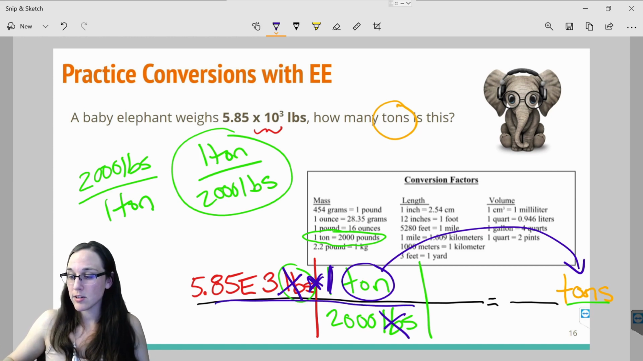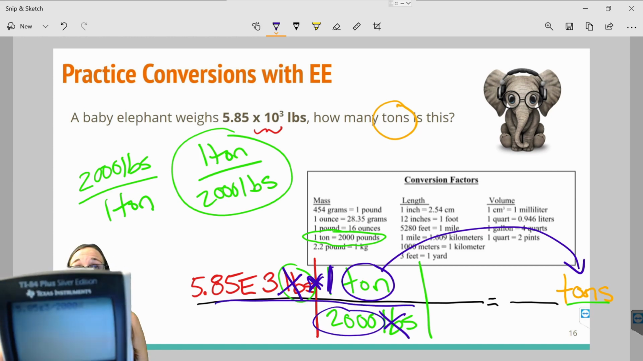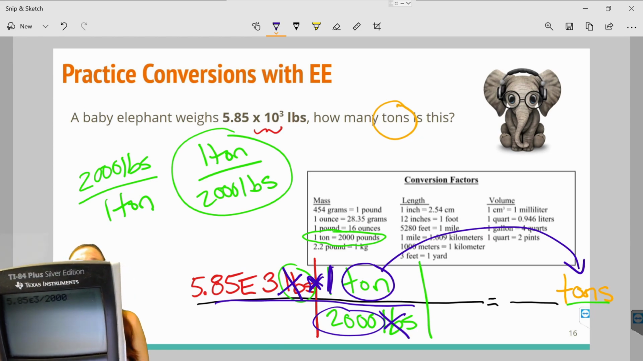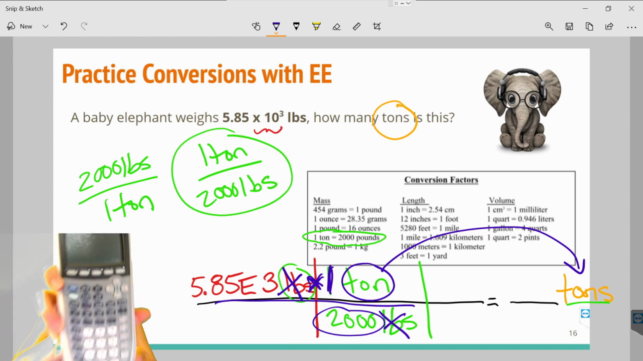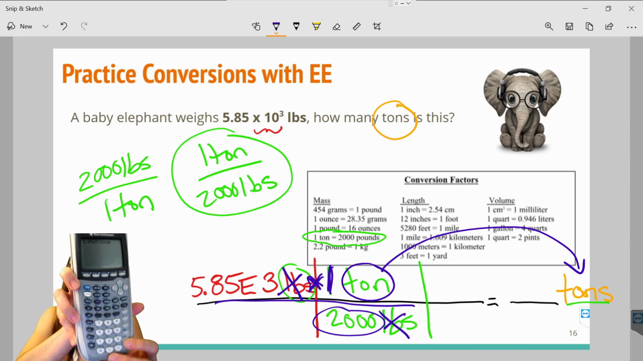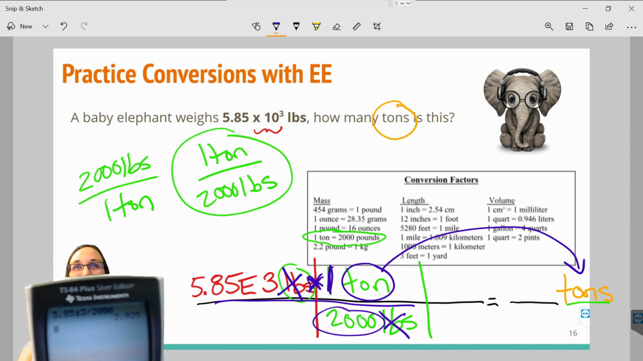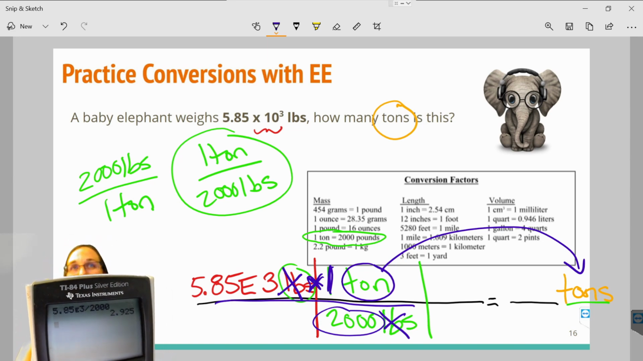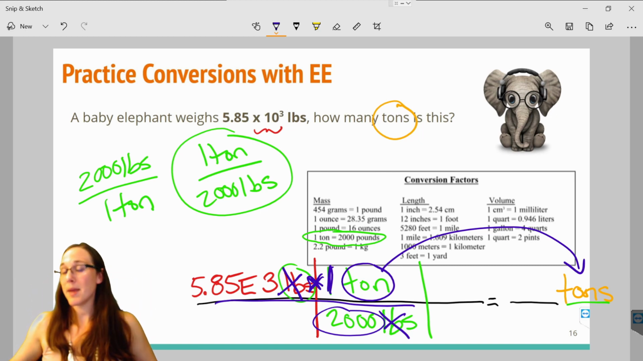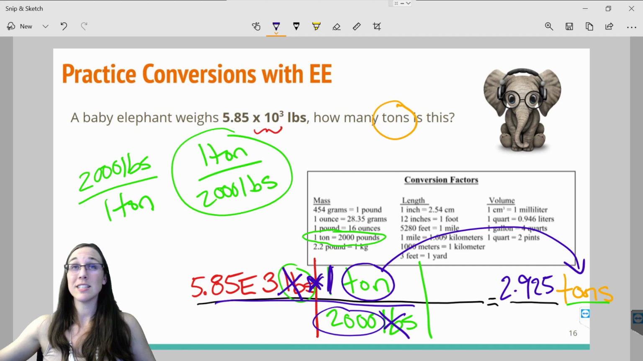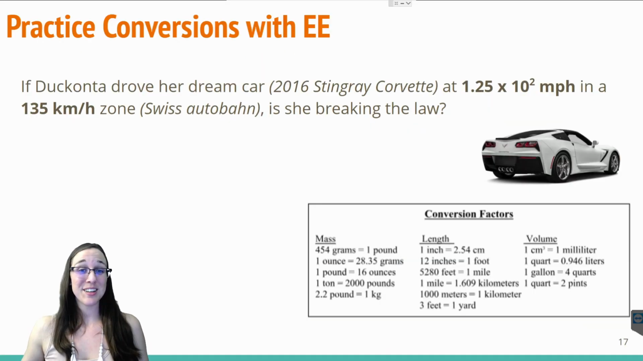Divided by 2,000. Here I've plugged it into my calculator for you. That's what it should look like if you set it up correctly. And I'm going to just hit the enter button for our answer, 2.925 tons. So a baby elephant weighs 2.925 tons. All right, here's another fun one.